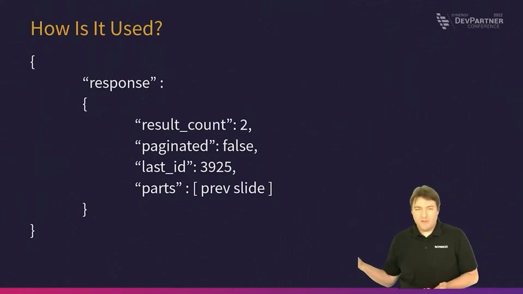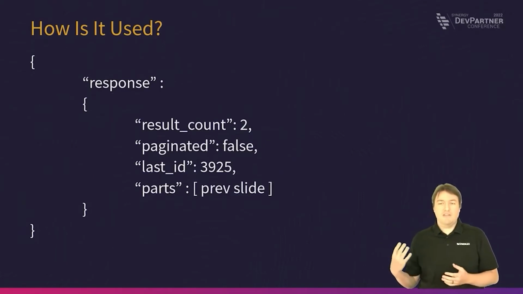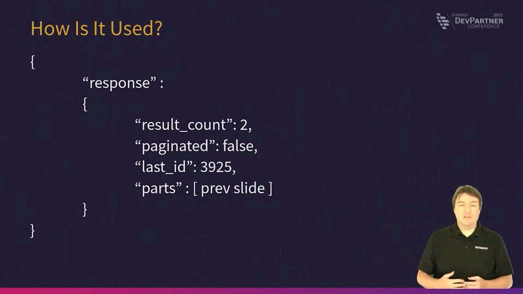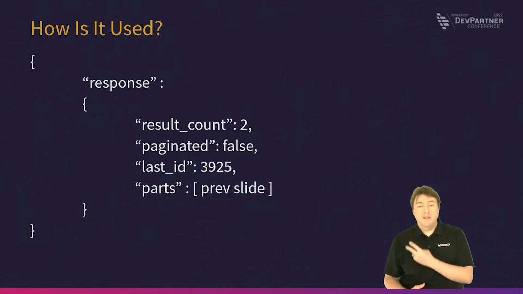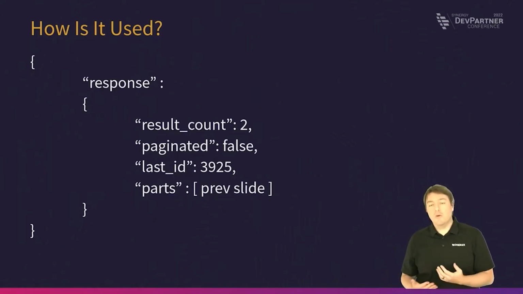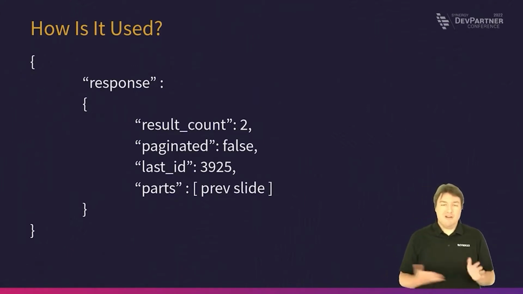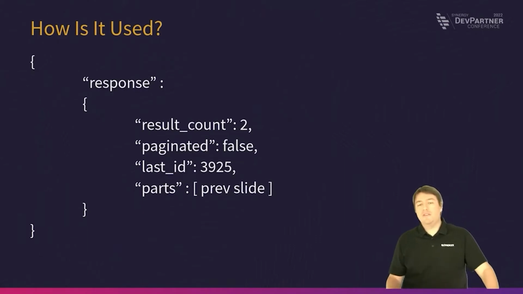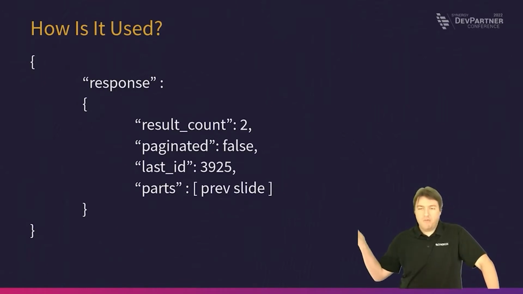So here I have a response object that contains some additional information. It has the result count for my two parts. It lets the web application know that there's no pagination. We're at the end of the data. And it includes the ID of the last item, so the front end can communicate that back in case of paginated data. And finally is the parts from our previous slide, now neatly nested in the response object.